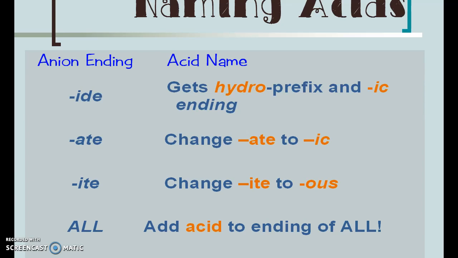Now, what if I had less oxygens than my normal, so I had an ITE ending? So that would be something like a phosphite ion. So a phosphate ion is PO4 negative 3. A phosphite ion is PO3 negative 3. So now that I'm an ite, I change my ending to ous so that I know that I'm dealing with a polyatomic that has lost an oxygen. So that would be phosphorous acid, not phosphoric acid. That's how you tell the difference between those two.